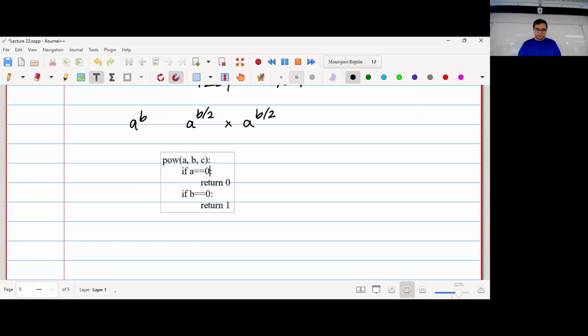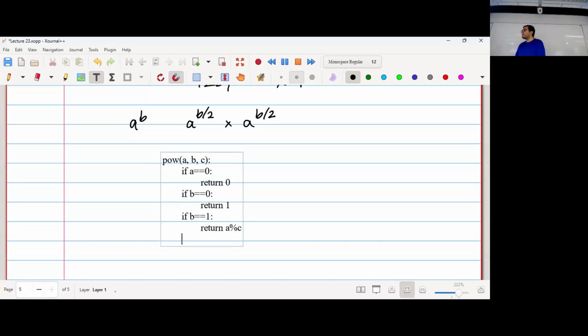Okay, and sure, I can do that too. Actually, I can just say a and b. Yeah, I can say a can be modulo c. That's fine. But let me just continue with this. I want to say if b is 1, so I just have a, so I just return a modulo c.